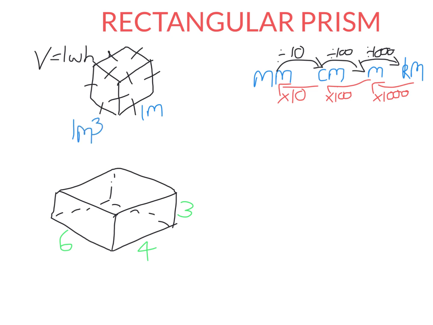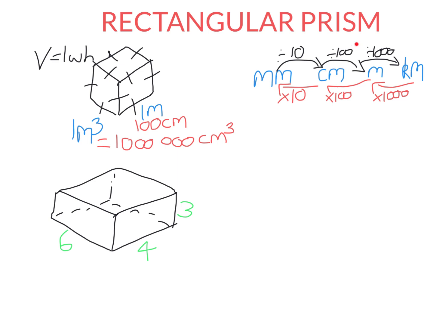Now, if I wanted to find the volume of this cube, however, in centimeters, well, each side would be 100 centimeters. So the volume would be 100 times 100 times 100, which is actually 1 million centimeters cubed. So even though there are 100 centimeters in a meter, there are 100 cubed or 1 million centimeters cubed in a meter cubed.